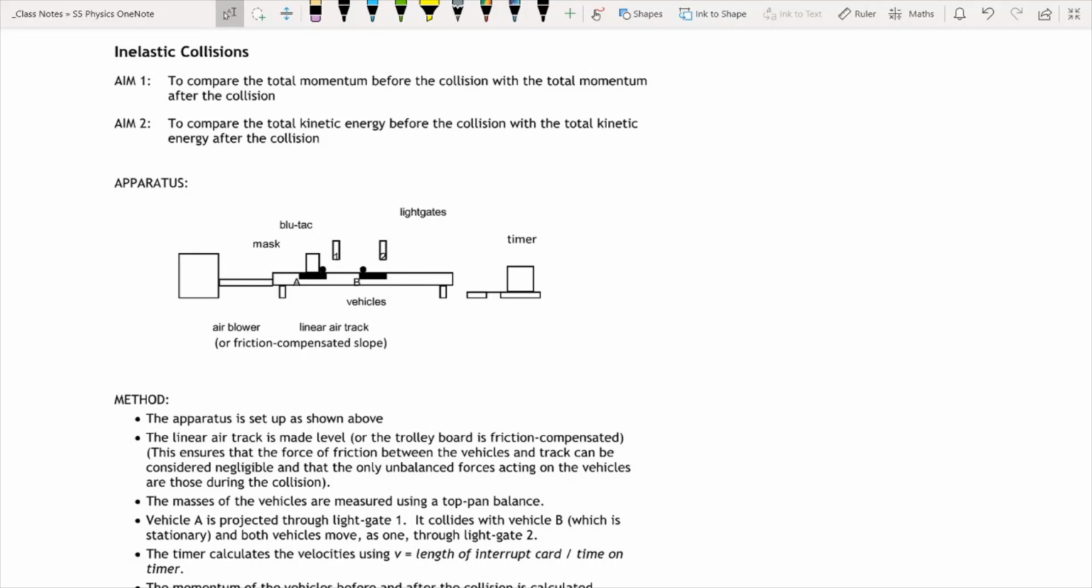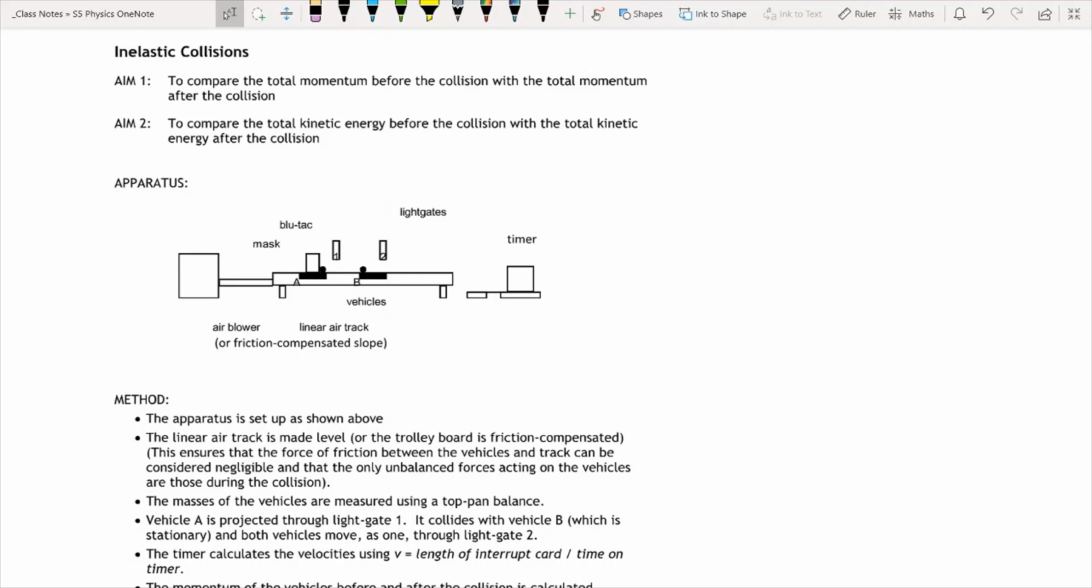So then you can work out the momentum beforehand and the momentum afterwards, because you can just use a top pan balance to measure the mass. Then you work that out, and you'd find, if it works, that the momentum before was equal to the momentum afterwards. That means momentum is conserved. That's the principle of conservation of momentum. So in any collision, momentum is always conserved.